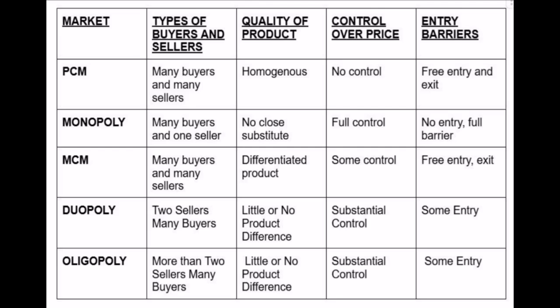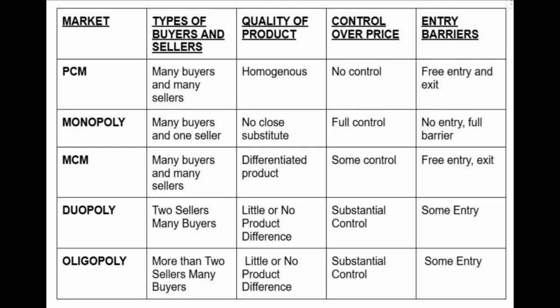Here we can see a chart, a table most precisely, and it is nicely organized. We can see different kinds of markets here: PCM as in perfectly competitive market, monopoly, MCM as in monopolistic competitive market, duopoly and oligopoly. We can see other headings too, which are types of buyers and sellers, quality of product, control over price, and entry barriers.